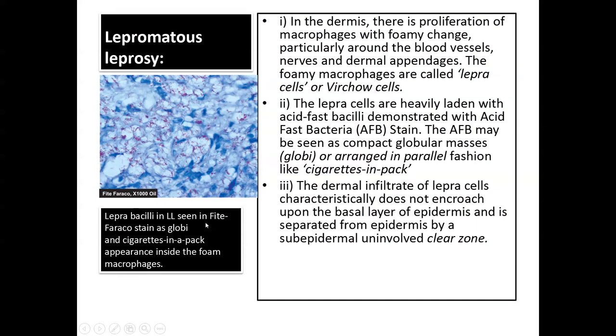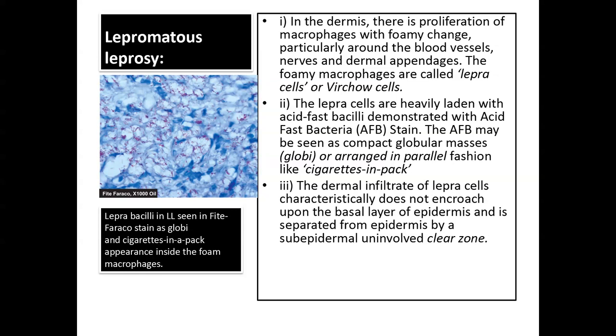Lepra bacilli are very well seen in case of Fite-Faraco stain. They can be recognized as globi and cigarettes in a pack appearance inside the foam macrophages. Without such kind of stain, we can't see these lepra bacilli, but if we use the Fite-Faraco stain, we can easily recognize the bacilli. So in the dermis, there is a proliferation of macrophages with foamy change, particularly around the blood vessels, nerves, and dermal appendages. The foamy macrophages are called lepra cells or Virchow cells.